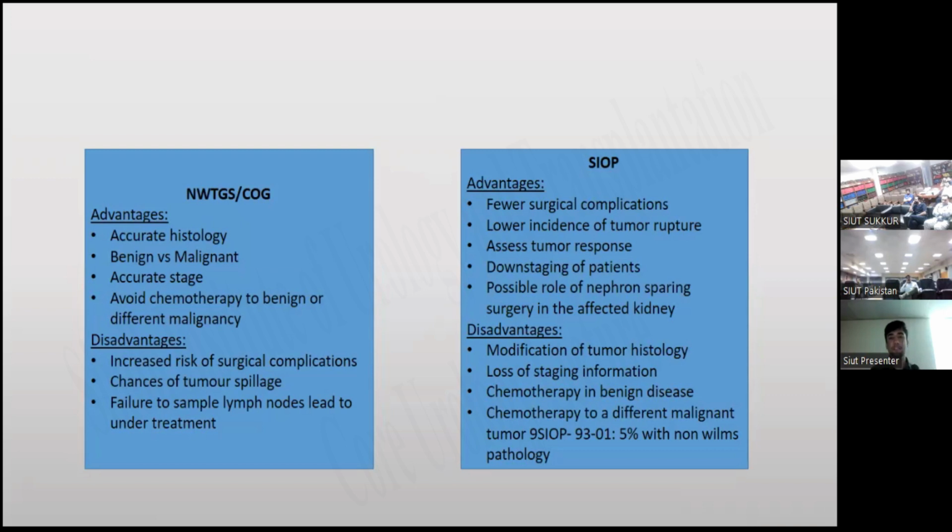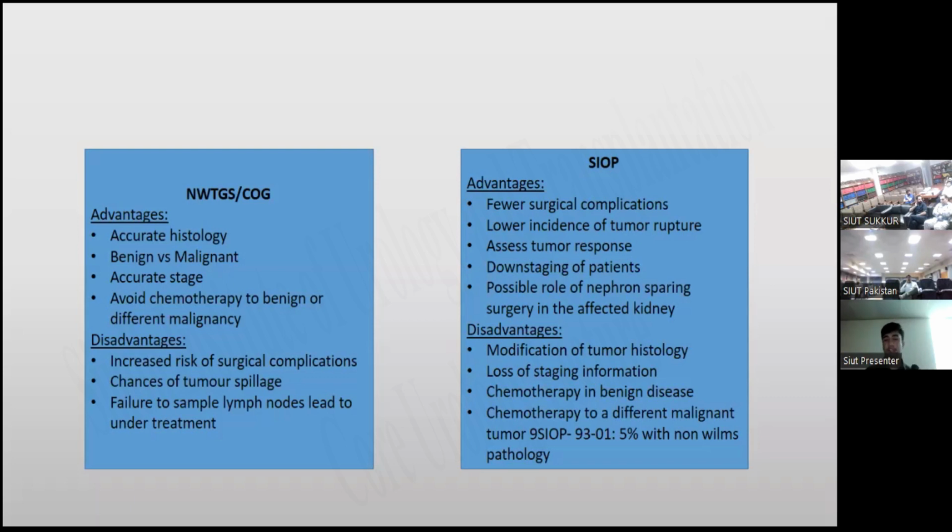While in SIOP, as we have given preoperative chemotherapy, there are fewer surgical complications. There is no incidence of tumor rupture as we can downstage the disease. We can assess the tumor response. There is a role of nephron-sparing surgery as well. If we have downstaged the tumor, then we can go for nephron-sparing surgery as well.